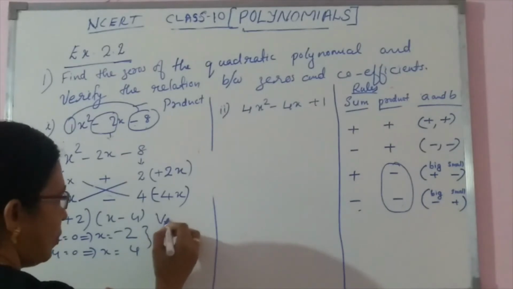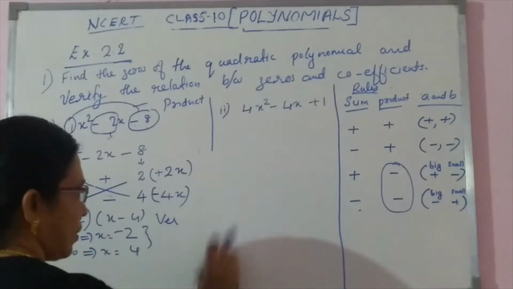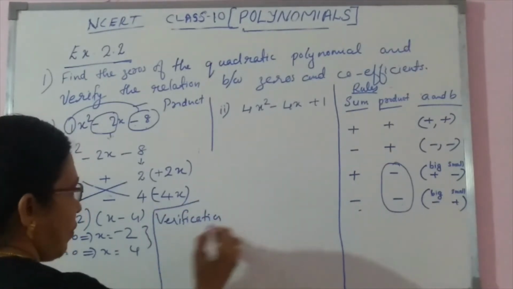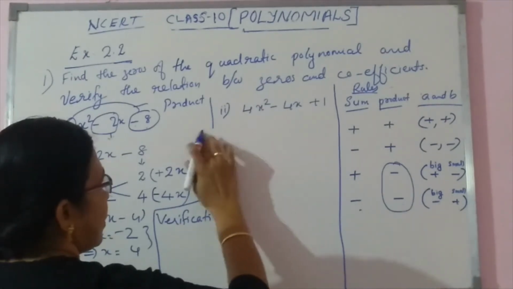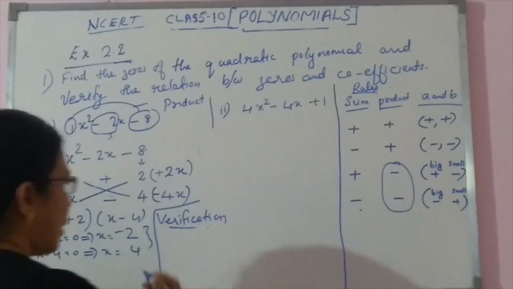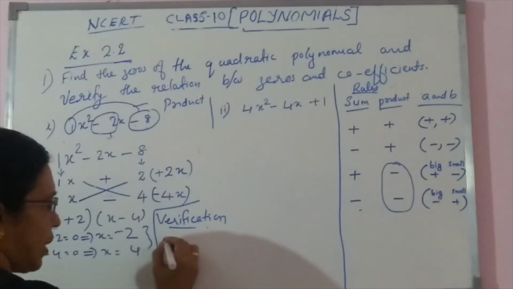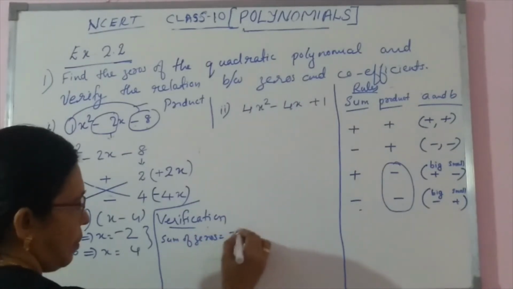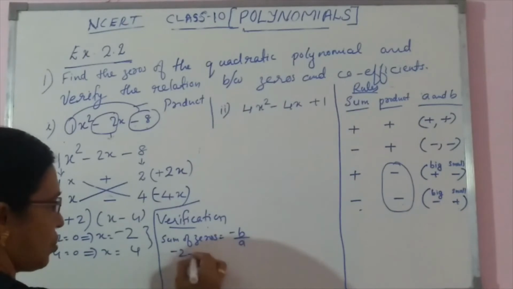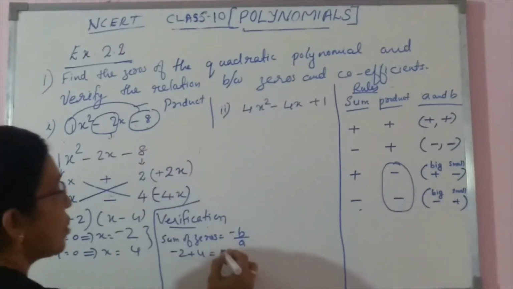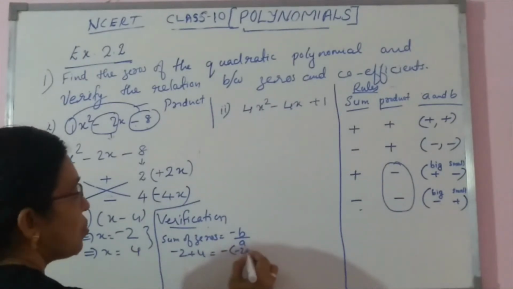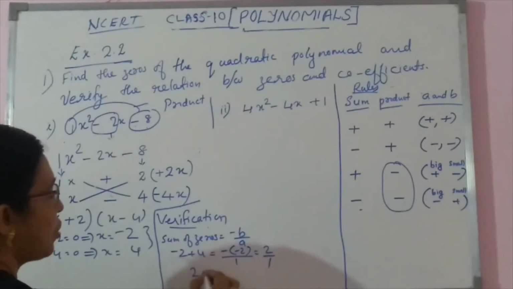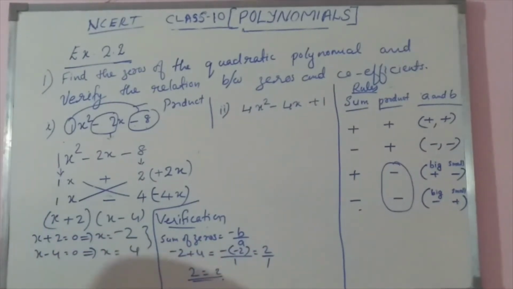Now verification we can do. Sum of zeros is equal to minus b by a. Sum of zeros is minus 2 plus 4. That's equal to minus b by a. Minus of b value is minus 2, divided by a value is 1. That's equal to 2 by 1. Minus 2 plus 4 is equal to 2. So both sides we got 2. Therefore LHS and RHS are equal.